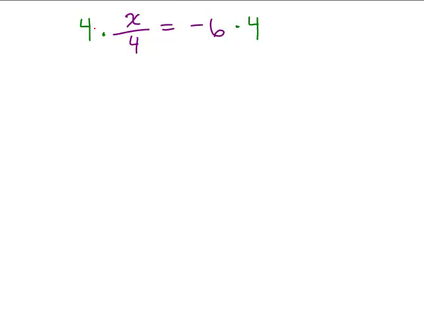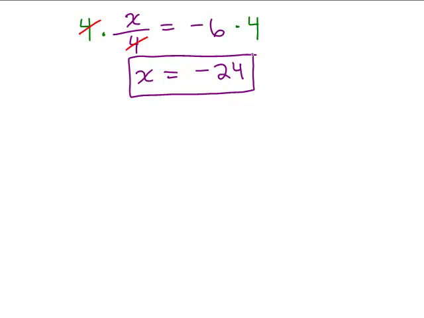And when you do that, we get x equals negative 24. Okay, so if you just have x divided by some number, to undo it, you multiply by that number because that way it will cancel. All right, so that's method 1.